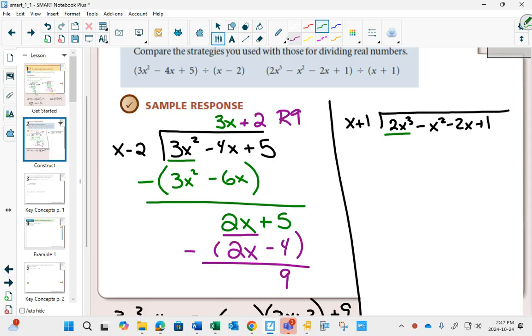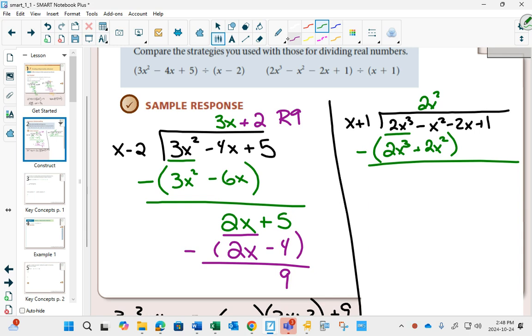Starting with green. Is there anything you could multiply the x by to get a 2x cubed? Yes. 2x squared. So we write the 2x squared above the x squared column. And 2x squared times x, you bet, is 2x cubed. And 2x squared times the plus 1 is plus 2x squared. Put it in brackets, subtract, this minus this works out. Does it make sense that always the first one should go away completely?